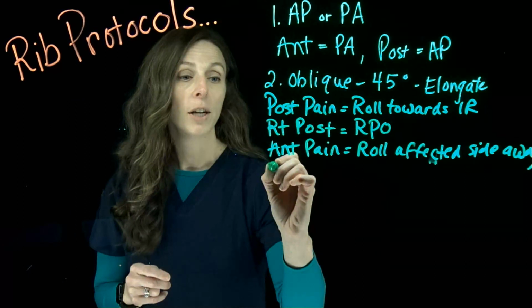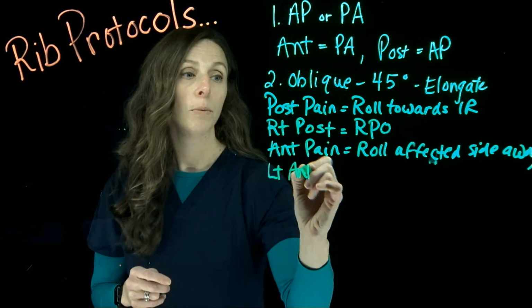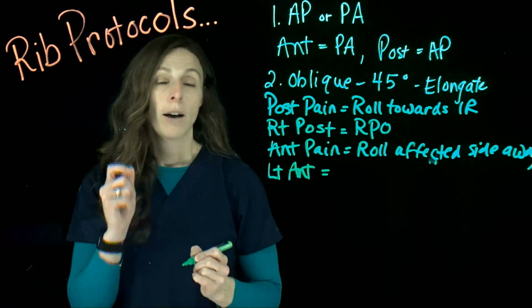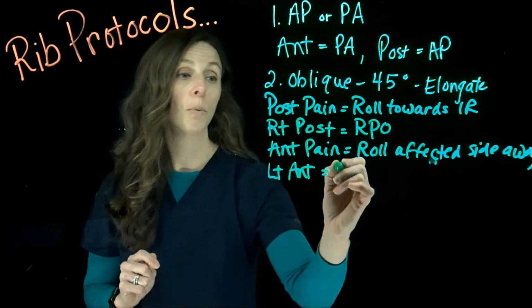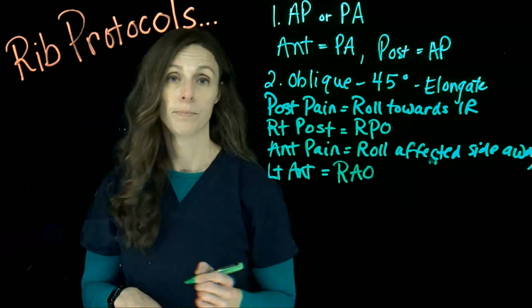So let's say your patient comes in with left anterior rib pain. Affected side away when we're doing anterior obliques. So we're going to do an RAO.